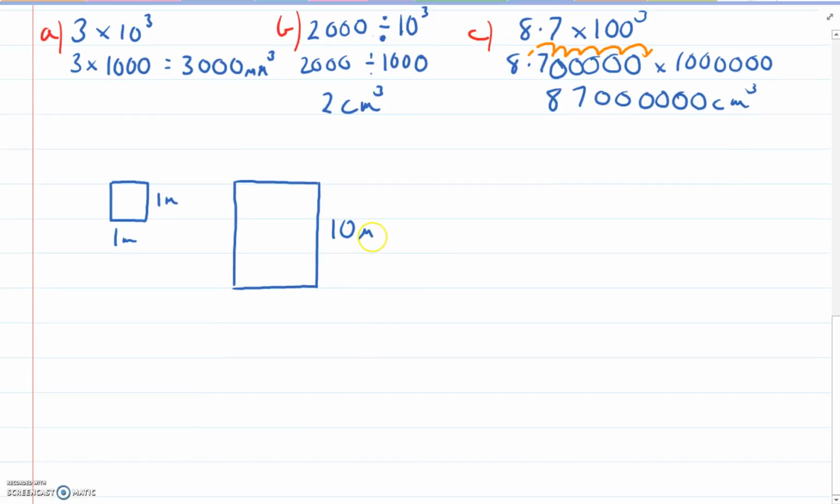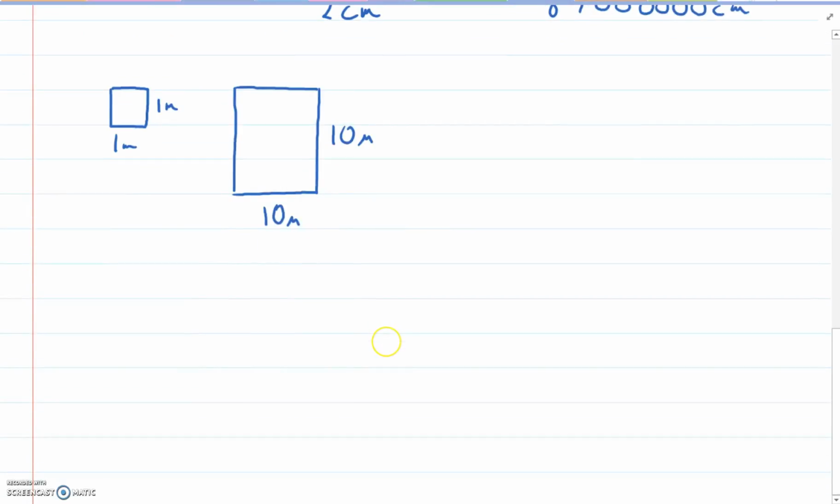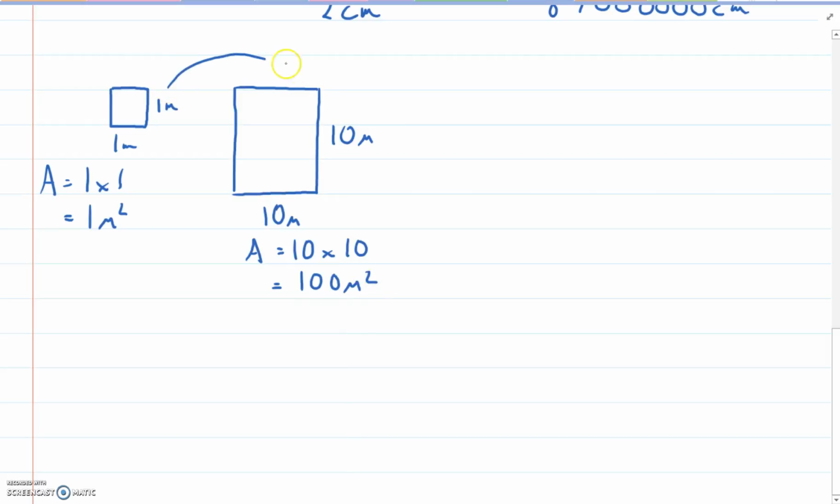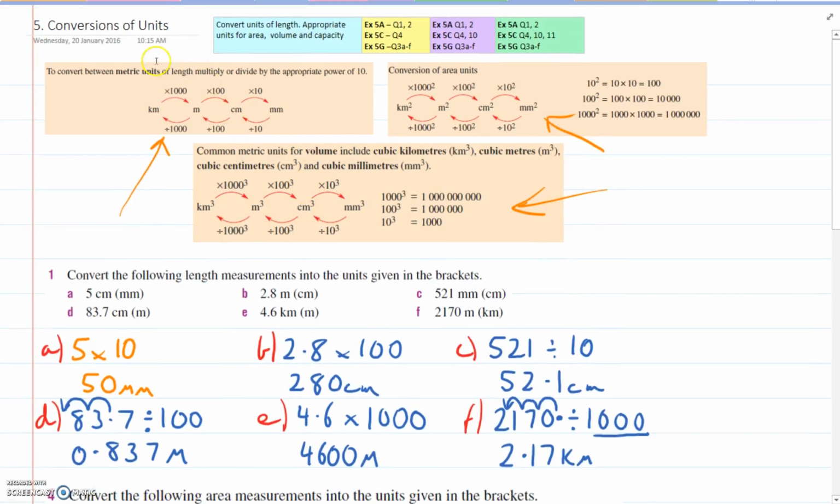The reason for this is if we had a square that was 1 meter squared and another square that was 10 meters squared, the area for this would be 1 times 1, which is just 1 meter squared, and the area for this would be 10 times 10, which is 100 meters squared. So you can see the length of each side's only changed by 10. It's 10 times as long, whereas this is actually 100 times larger because we're doing one side length times the other side length. That's it really, so just use that guide at the top here and that'll get you through all these problems.